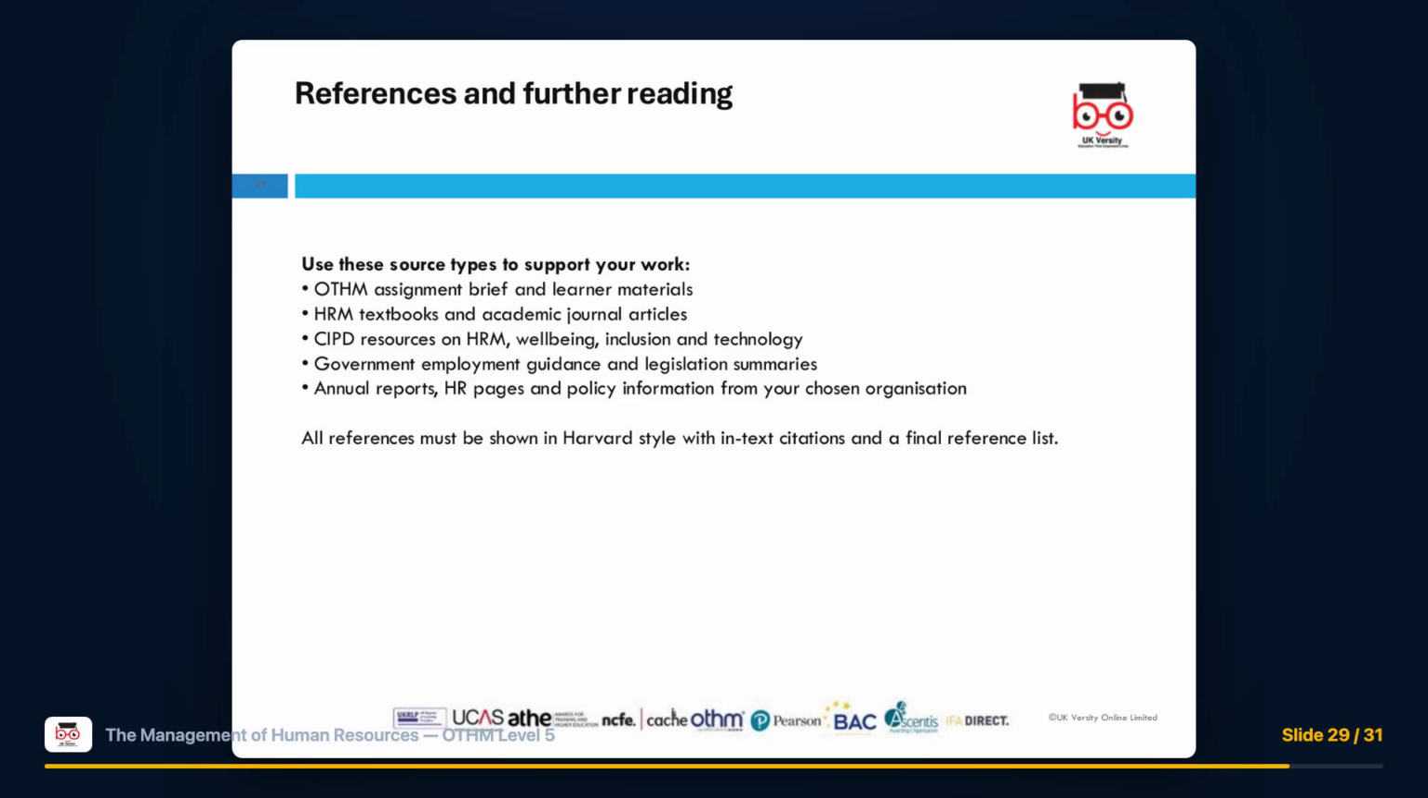For references and further reading, use the OTHM assignment brief and learner materials, HR textbooks and journal articles, CIPD resources on HR, well-being, inclusion and technology, government employment guidance, and the annual reports and HR pages of your chosen organisation. All references must be shown in Harvard style, with in-text citations and a final reference list.